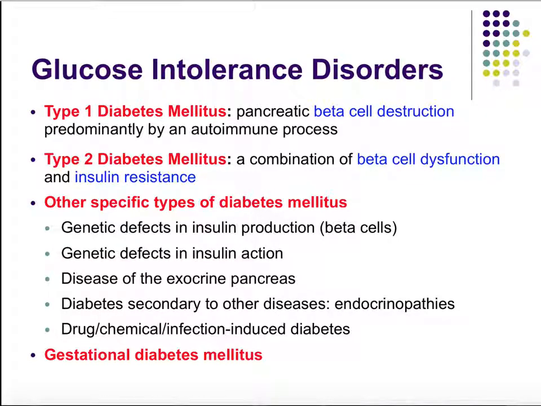We said other endocrine disorders may cause glucose intolerance, or drugs, chemicals, or an infection could have induced it as well. And then we have gestational diabetes mellitus. This is when glucose intolerance is first recognized and diagnosed during pregnancy.